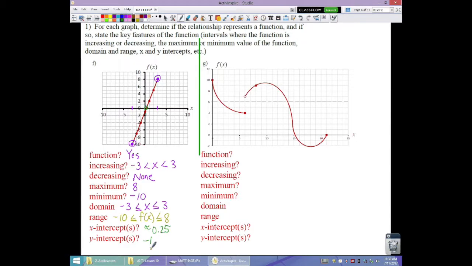Actually, I believe that x-intercept is about 1/3. So let me go back and change that. That's about 1/3. Y-intercept is -1. All right.